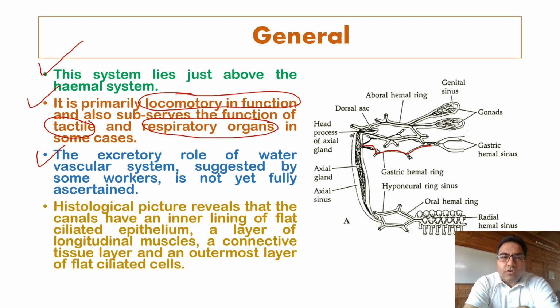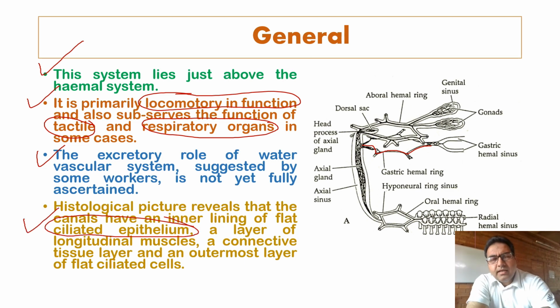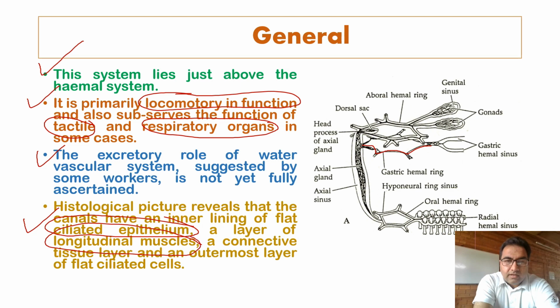Now, when we see the histological picture, it reveals that the canals have an inner lining of flat ciliated epithelium. So when we discuss it histologically, it has an inner lining which consists of ciliated epithelium. Then it has a layer of longitudinal muscles, then a connective tissue layer, and outermost flat ciliated cells.